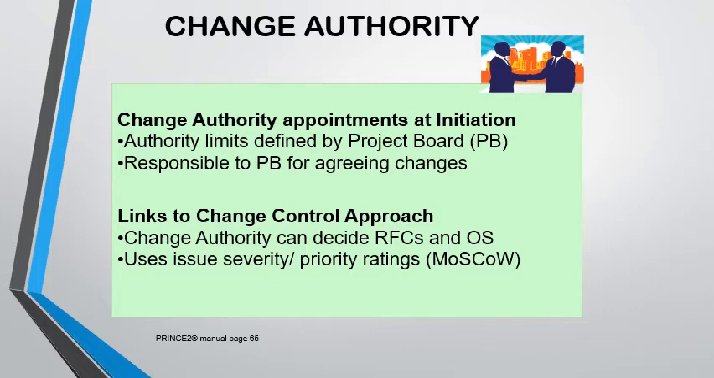Change authority. Change authority, like the project assurance role, is responsible to the project board. The project board defines the limits of the authority of the change authority. The change authority role addresses requests for changes and, of course, what we call off-specification. These terms will be further defined when we talk about the change theme. They are considered to be issues. Now, regarding the change authority, like I said, they're responsible for agreeing changes on behalf of the project board.